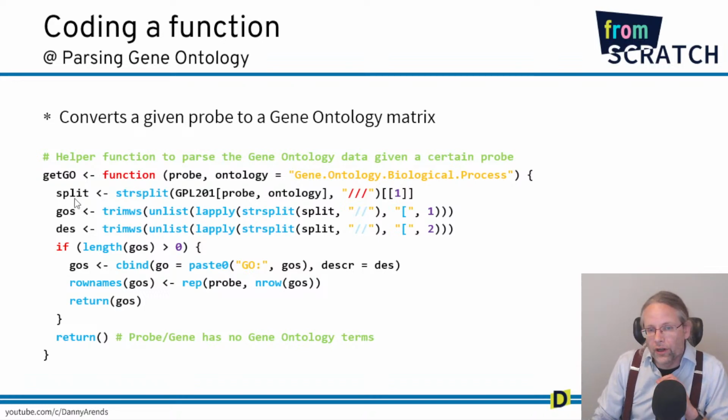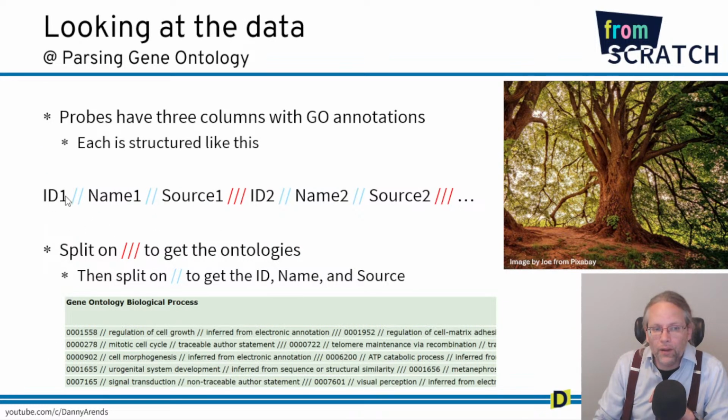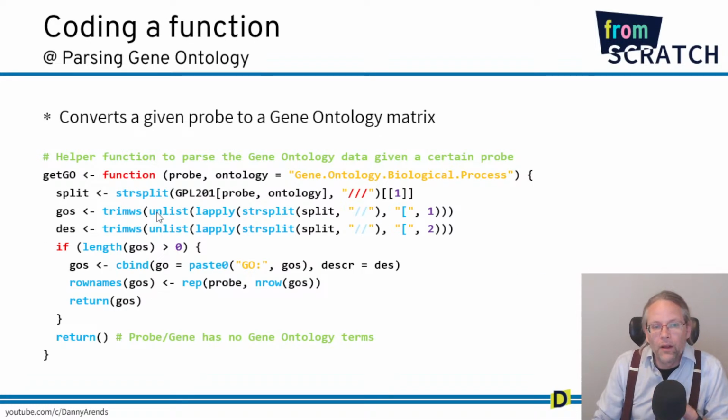And then I'm going to use a little trick. So what am I going to do? Well, I want to parse out the GeoIDs and the descriptions. So I'm going to say GOS is going to be my GeoIDs, and DES is going to be my descriptions. Again, we read from the inside out. So I'm going to take my split and then split it again based on 2 forward slashes. And then I'm going to select from that. I'm going to lapply to the thing that comes out a selection, and I'm going to take the first element, right? So the name is the first element in the list. And then I'm going to unlist this whole thing, and I'm going to do trim WS.